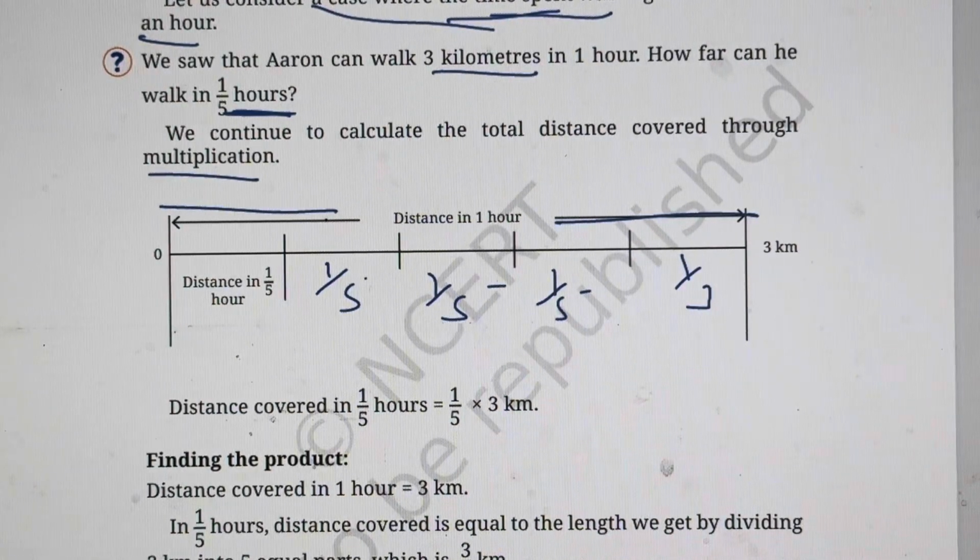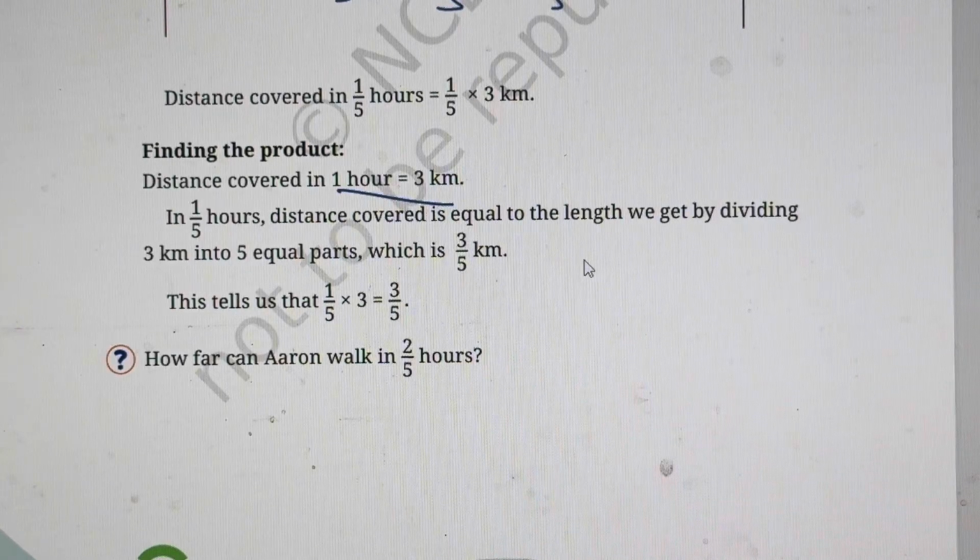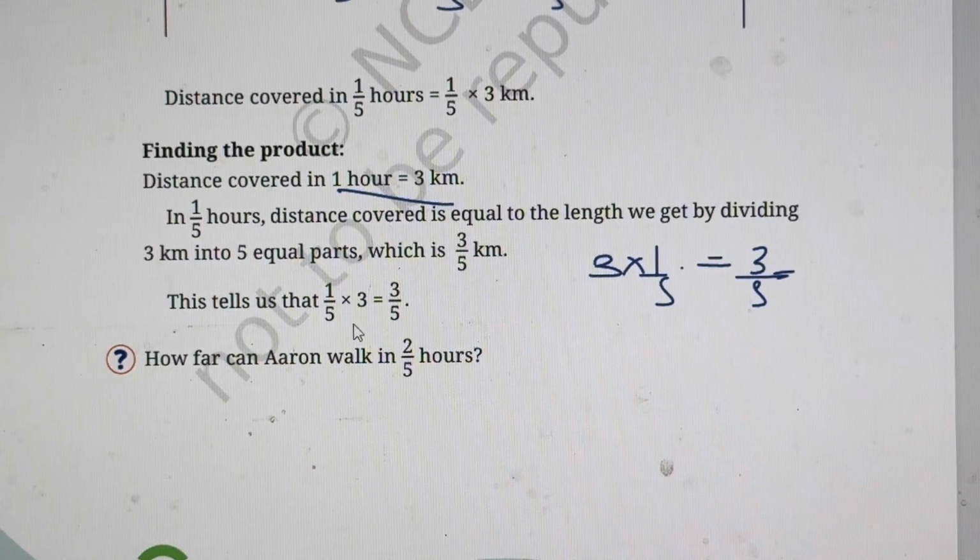The distance covered in 1 hour is 3 kilometers. This is the fact which is given. In 1 upon 5 hours, the distance covered is the length we get by dividing 3 kilometers into 5 equal parts, like the 1 hour is divided into 5 parts. That is 3 upon 5 kilometer. So that is 3 into 1 upon 5, that is 3 ones are 3 upon 5. This tells us that 1 upon 5 into 3 is 3 upon 5.